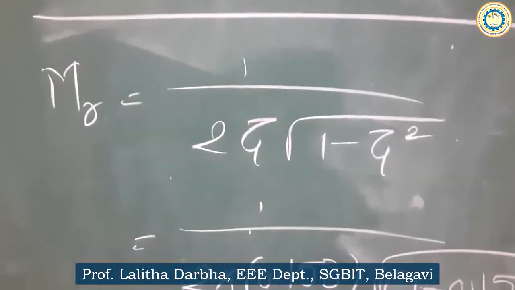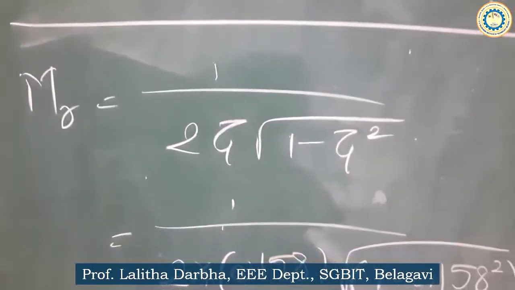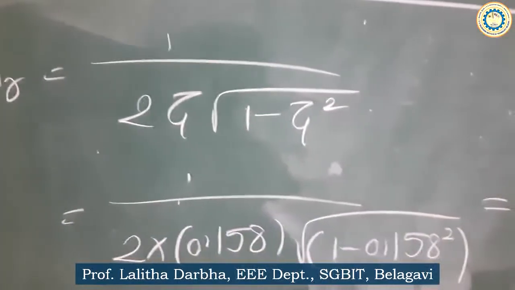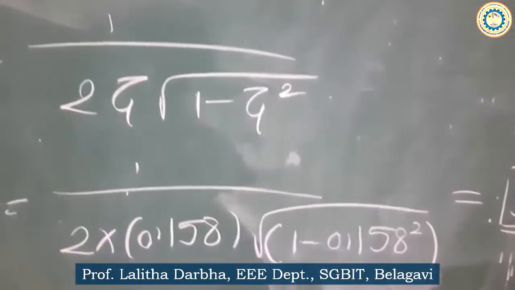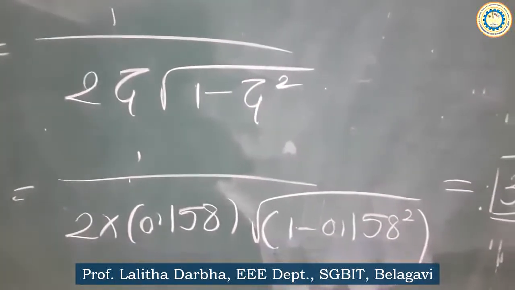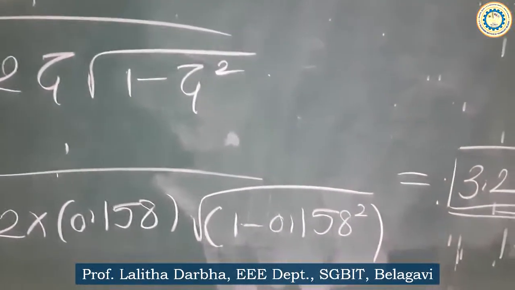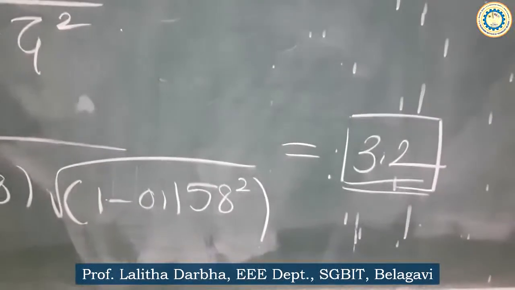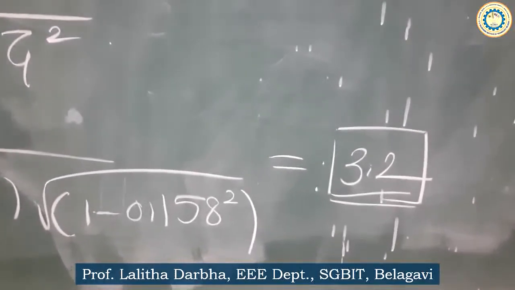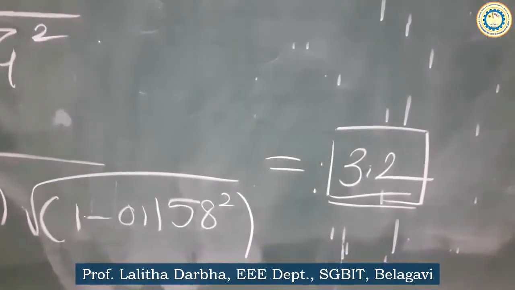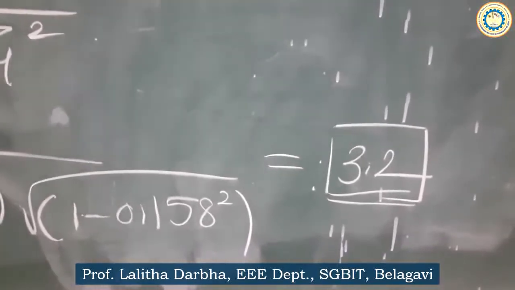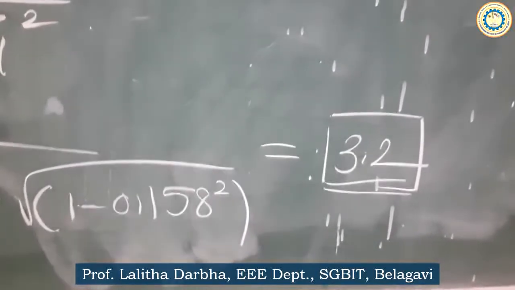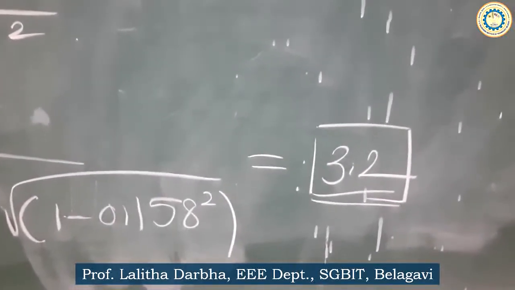MR, the peak amplitude, is obtained by using the expression 1 by 2 zeta root 1 minus zeta square, as has been derived yesterday, the last class. So substitute that 1 by 2 into 0.158 into root of 1 minus 0.158 square, that gives us 3.2. So the relation between V0 by Vn is around 3 times, but what we practically observed is 8 volts, which is lesser by 1 volt. It could be because of the drop in the inductance and other losses which are occurring in the circuit.